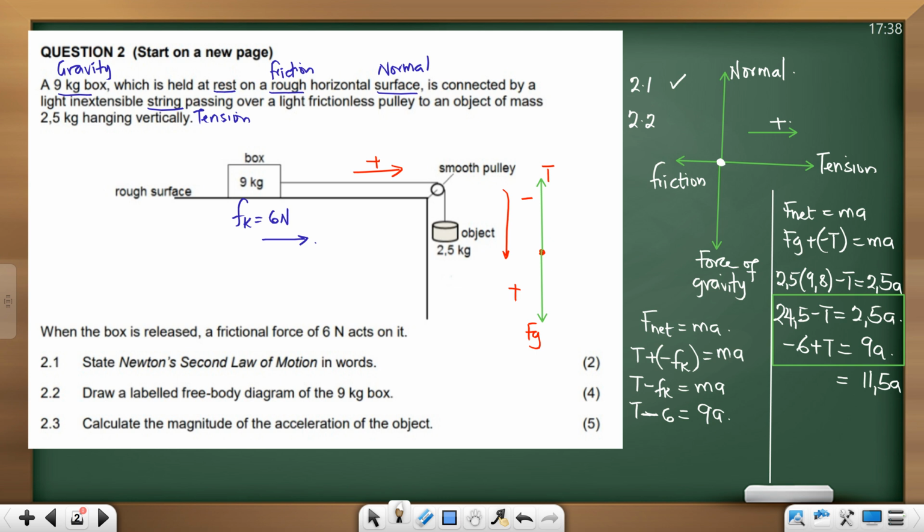Please talk to me. 18,5, right? So 24,5 minus 6, all right, 18,5. What is your a therefore? We divide by 11,5. Somebody giving me an answer? Answer, please. This one is an easy peasy question. All right, I'll wait for you.